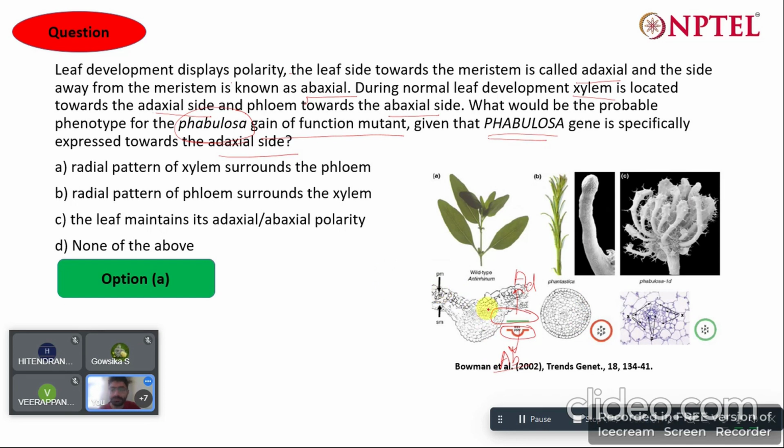So in that case, if we have a gain of function mutation in the fabulosa gene, everything will be adaxially placed. So xylem would be radial to the phloem. But if it were a loss of function mutation, then everything would be abaxially placed. In that case, phloem would be on the abaxial side, and phloem would be radial to the xylem, surrounding the xylem. So the correct answer is option A. Any doubts in this question?